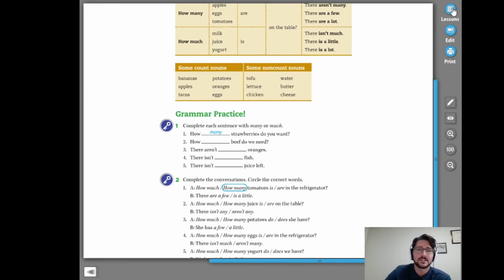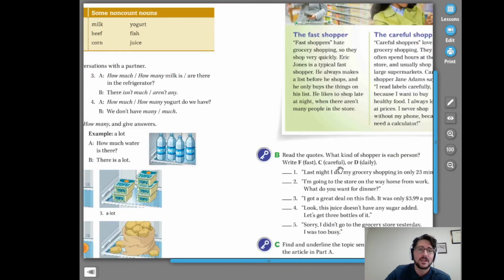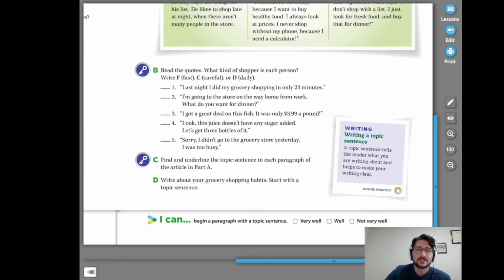It's a really good idea to practice your grammar there. But we are finished practicing grammar. Let's go back to page 51, and we're going to practice some reading. So we're going to look at page 51.